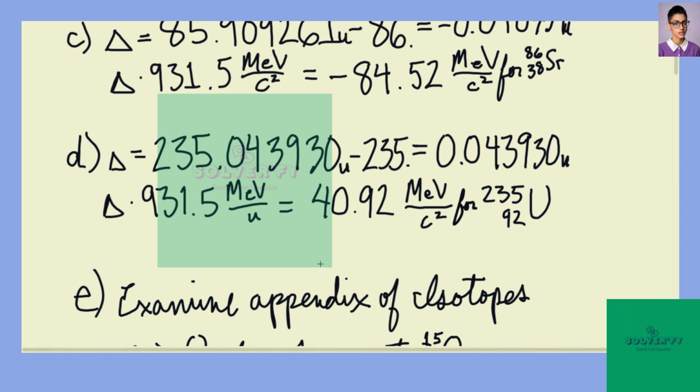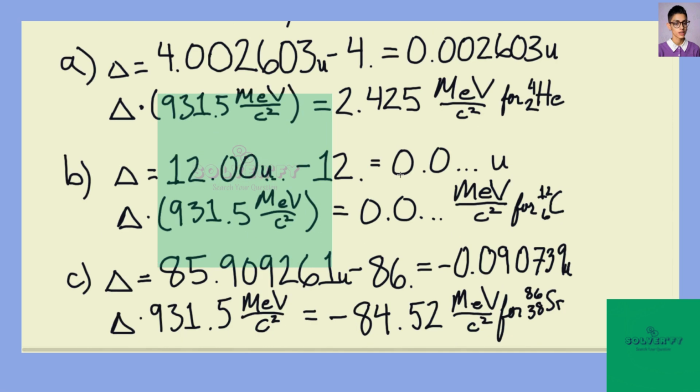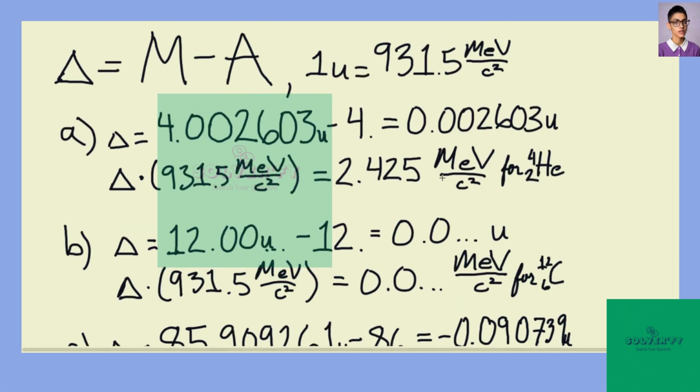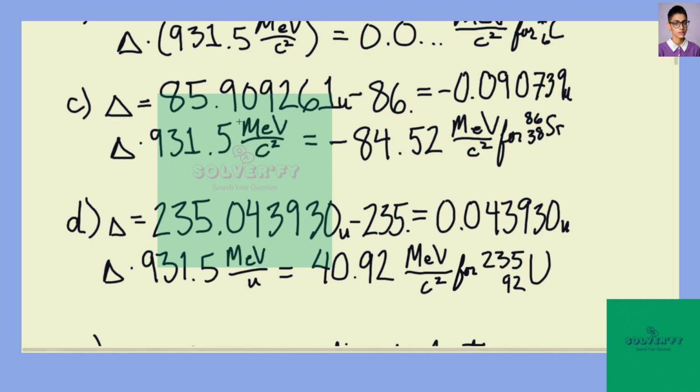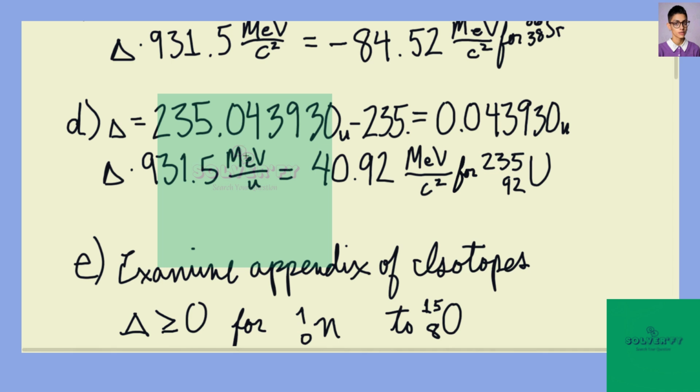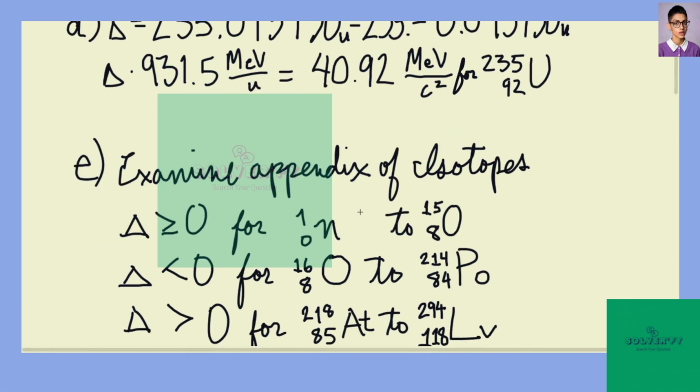So looking at these, we went to light and moderate mass elements, which both had positive mass excess values. We went to a mid-range one, strontium, which had a negative mass excess. We went to a heavy element, uranium-235, and had another positive mass excess.